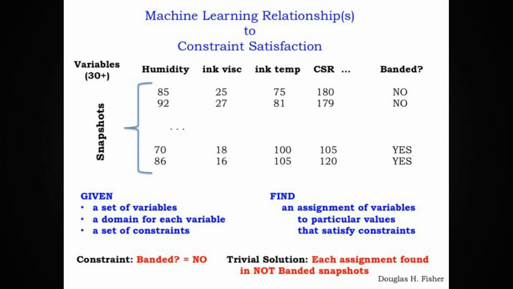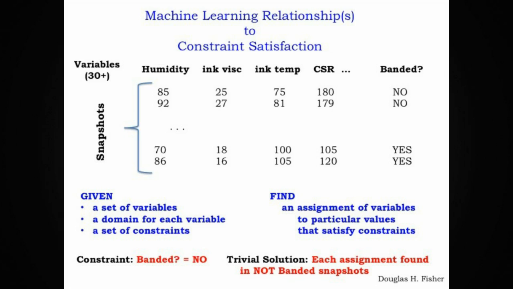The constraint satisfaction problem is given below. You're given a set of variables and a domain for each variable. And you've certainly seen that in the data description. We have over 30 variables, and we're told in the previous chart what the possible domains are. Chrome solution ratio, for example, which is the CSR column in this table above, has a range of 0 to 200. Then there's a set of constraints, and the constraints in this case, you can look below.